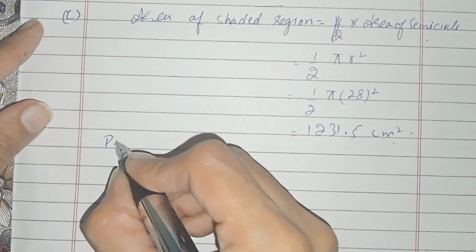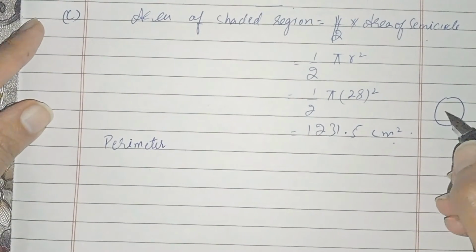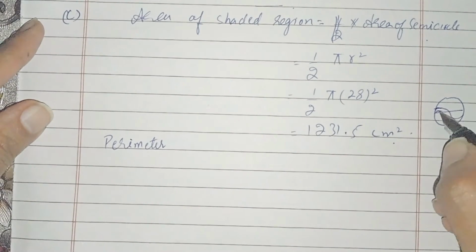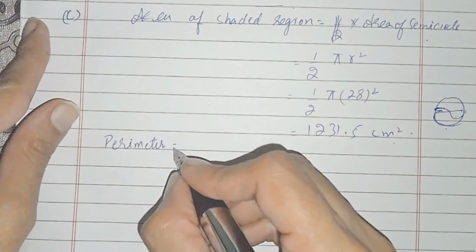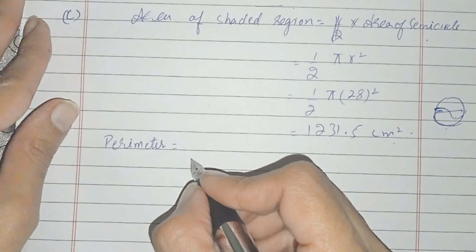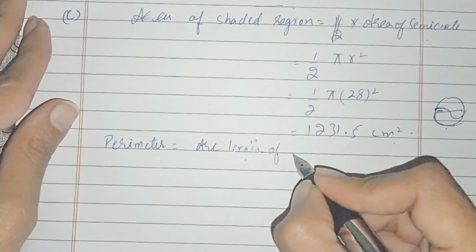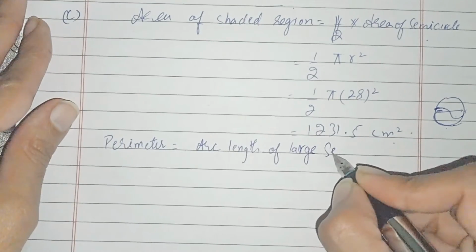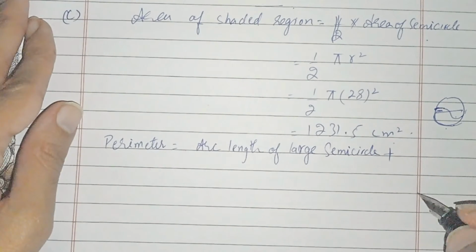Now since we have to find the perimeter, this is a circle and that is the shaded region. We have to first find the length of an arc of a larger semicircle and then find the length of an arc of a smaller semicircle. Perimeter is equal to the arc length of the large semicircle plus arc length of the small semicircle.